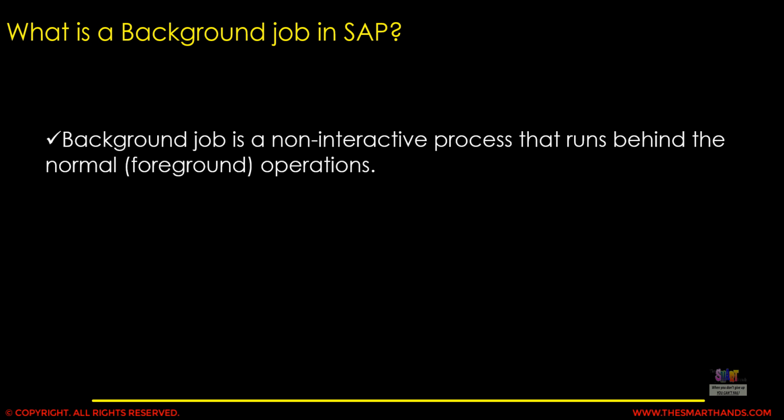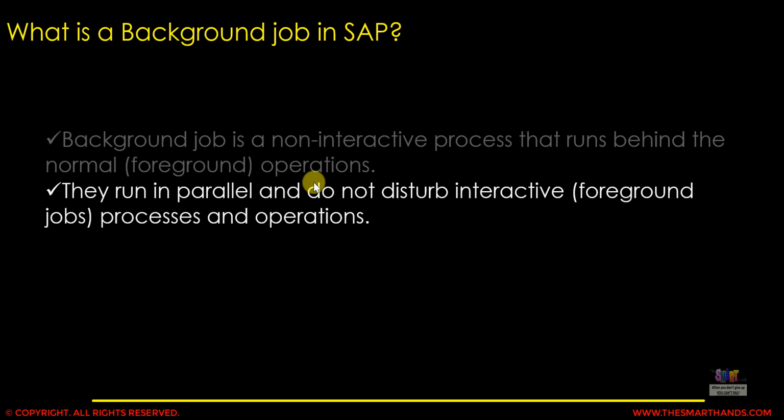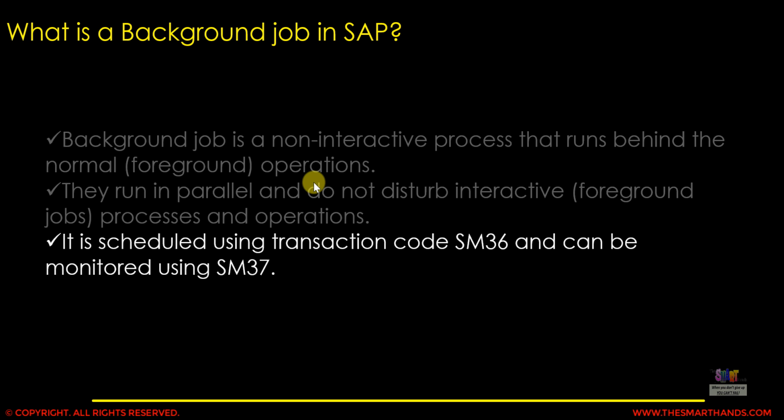A background job is a non-interactive process that runs behind the normal or foreground process. As the name says, background means it's running in the background and you can't see it. You can keep using the SAP system normally and you can't see what's happening behind the screen. They run in parallel and do not disturb the interactive or foreground processes and operations. It is scheduled using the transaction code SM36 and can be monitored using the transaction code SM37.